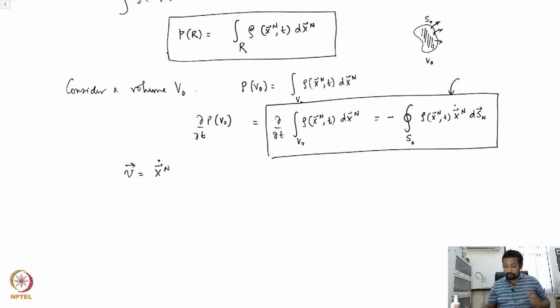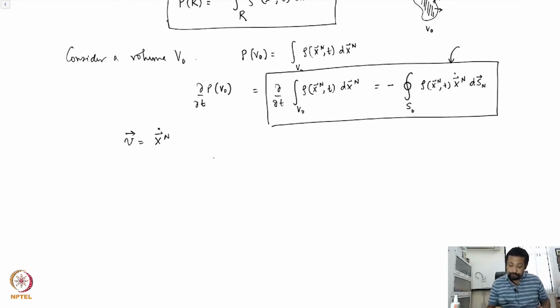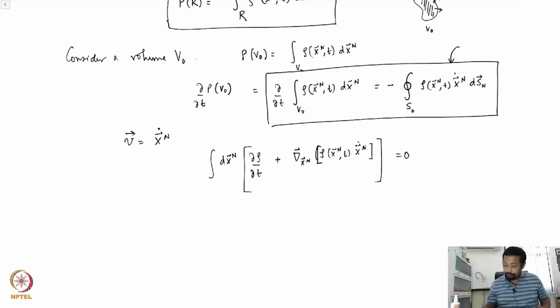So it follows, therefore, that the integral of dxn, del rho del t plus, if I use the divergence theorem to convert this surface integral into a volume integral, this becomes the divergence of rho of xn comma t times xn dot, is equal to 0.